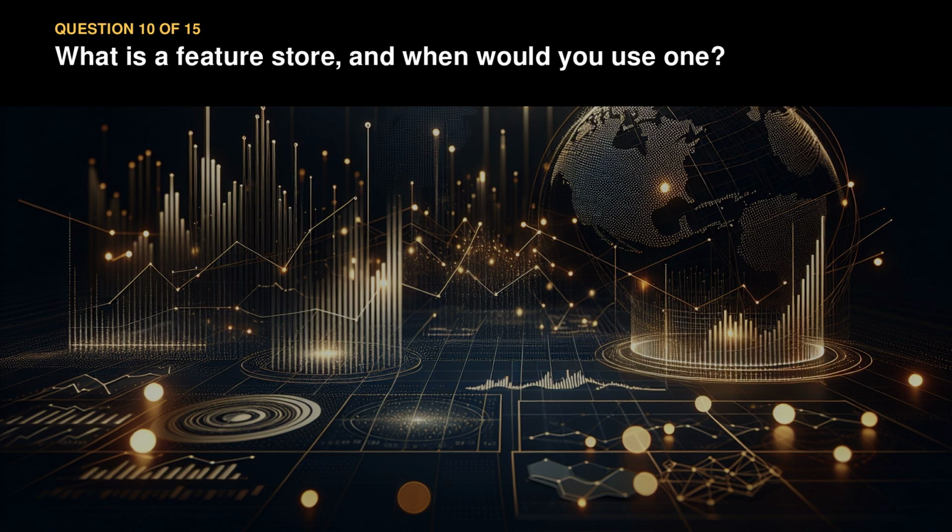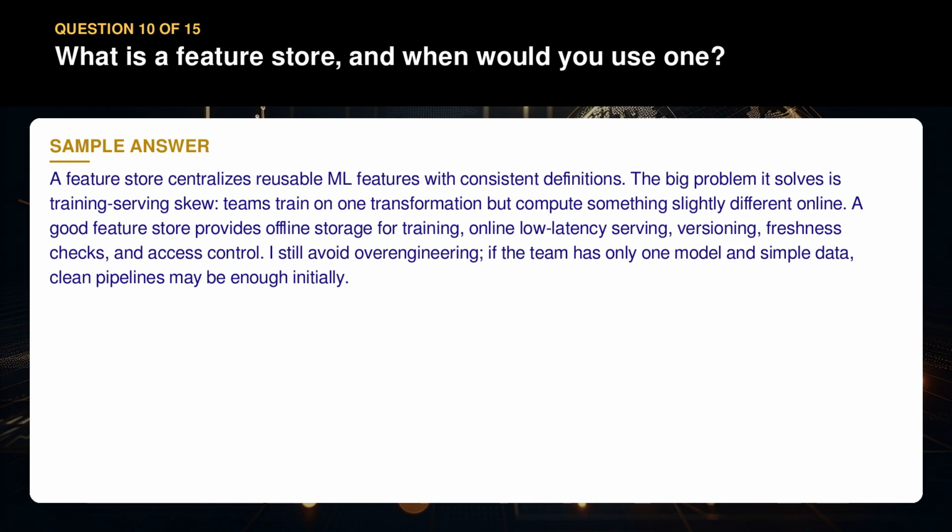Question 10. What is a feature store, and when would you use one? A feature store centralizes reusable ML features with consistent definitions. The big problem it solves is training serving skew. Teams train on one transformation but compute something slightly different online. A good feature store provides offline storage for training, online low-latency serving, versioning, freshness checks, and access control. I still avoid over-engineering. If the team has only one model and simple data, clean pipelines may be enough initially.